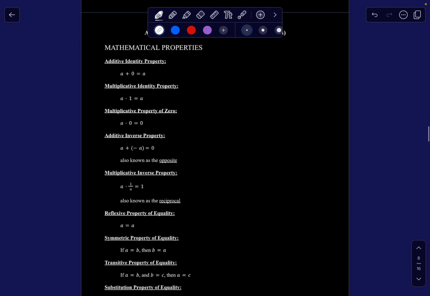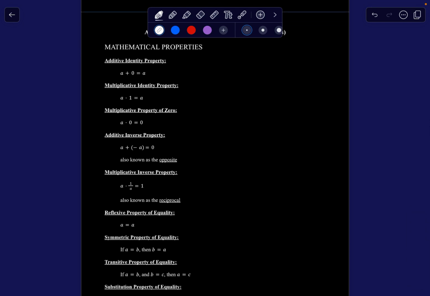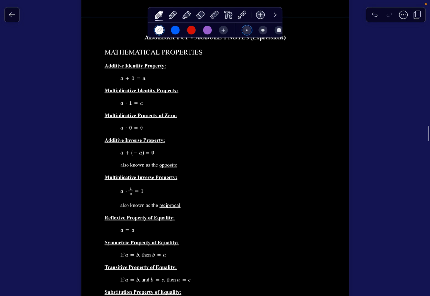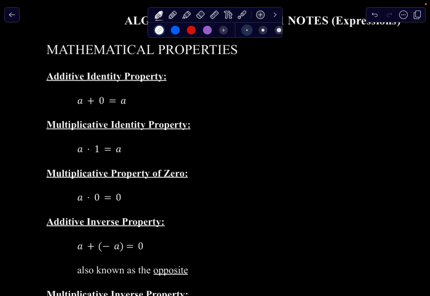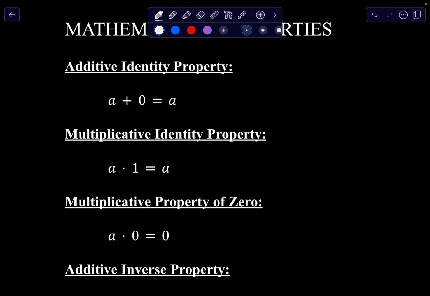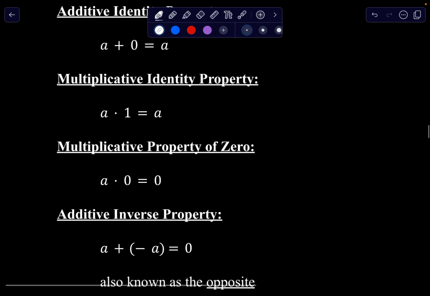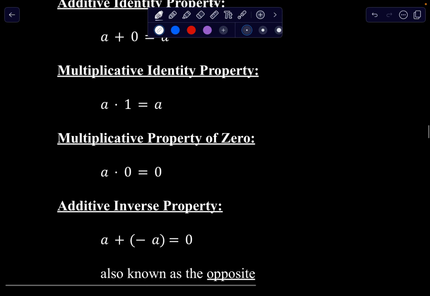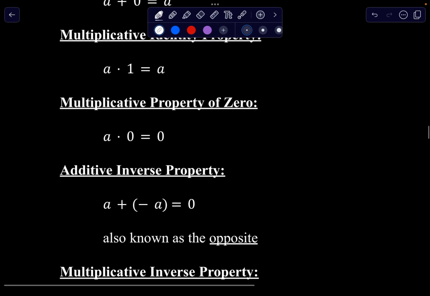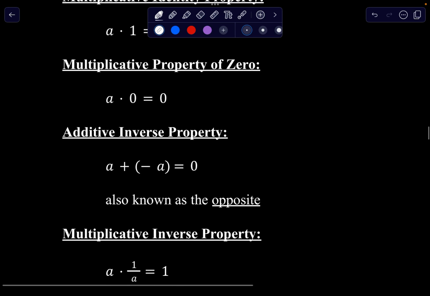And then you're going to want to look at your notes for these properties. Anytime anything says identity, the big thing is the number itself doesn't change. So additive identity would be adding 0 because the number doesn't change. Multiplicative identity is multiplying by 1 because the number does not change. Multiplicative property of 0 is just timesing by 0. It equals 0.